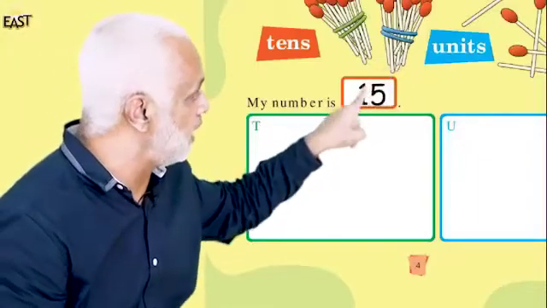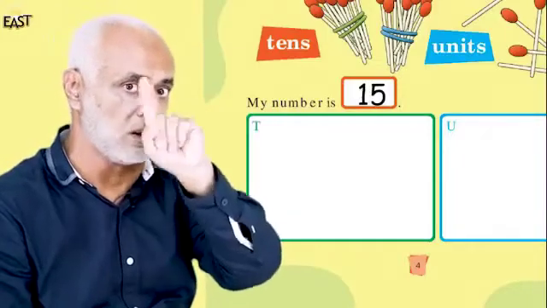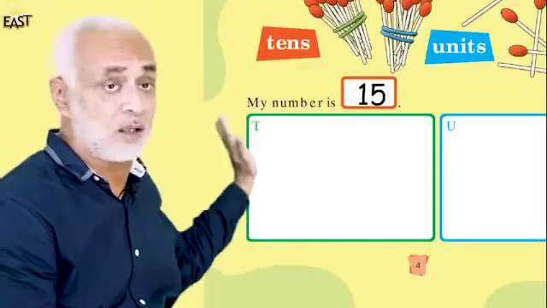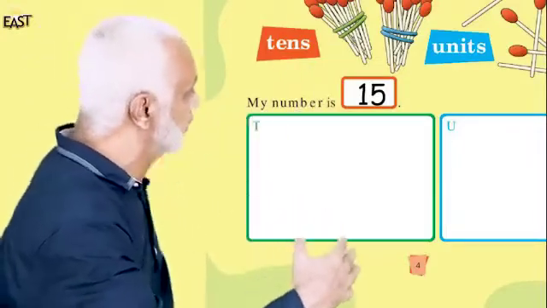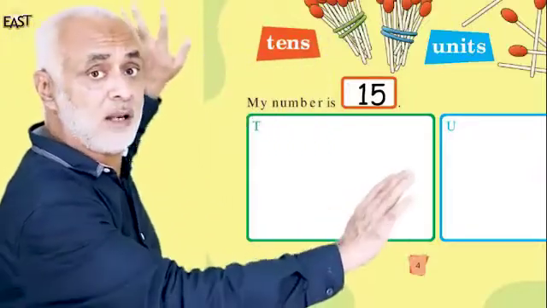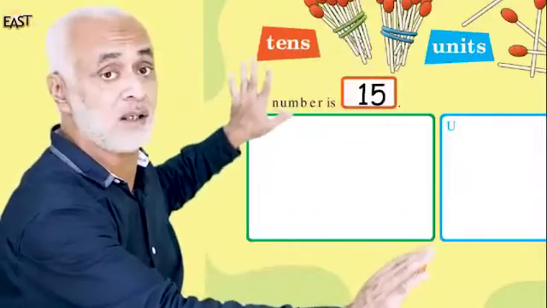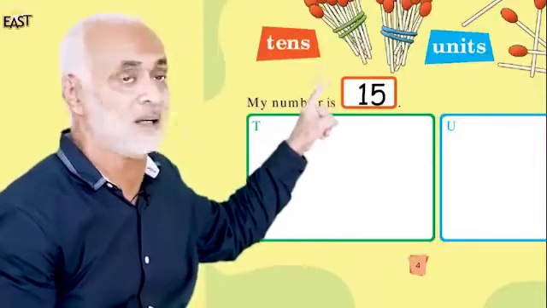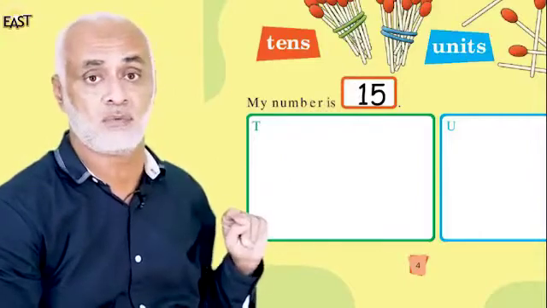So in 15, how many tens we have? 1 ten. So where is the ten? Here on the left. So ten is always on the left. Ten is always on the left. Raise your left hand. Here, your left hand. So ten is always on the left. And what is the sign of ten? T. Here. T. So write 1 here.